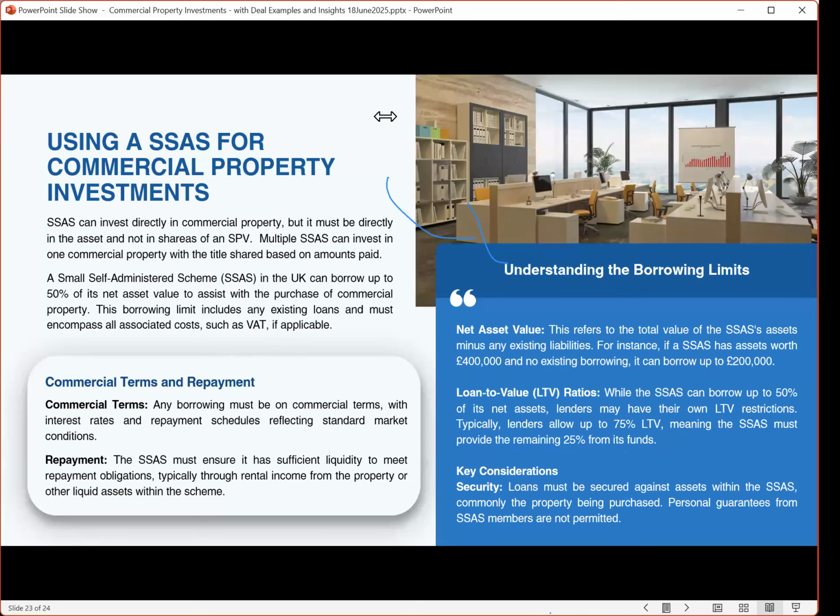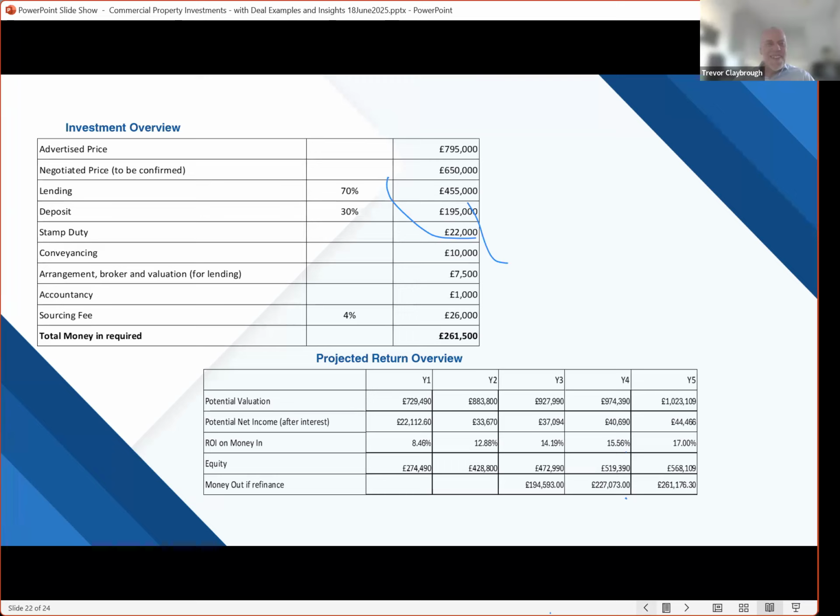Sorry, Trevor, I just had a quick question about the figures on the other slide. Yeah, which slide was that? The one just before this one. So you're making an increase in profit, the value is going up every year. What's causing that? What are you doing every year for the value to go up?